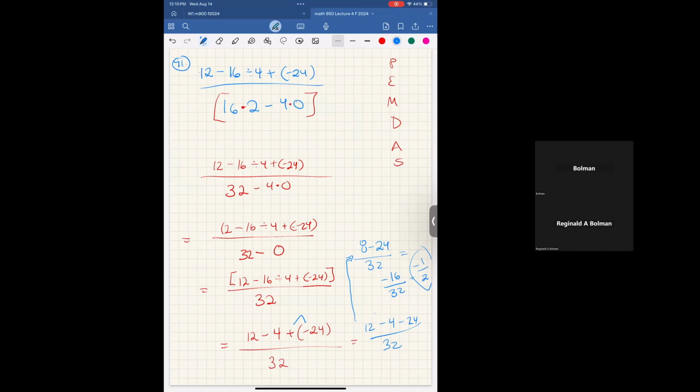So what did I do? I took negative 16, and I said, if I divide this by 16, I'm going to get 1 on top. And if I take the 32 that's in my denominator and I divide that by 16, I get 2. So that's where I got this negative 1/2.